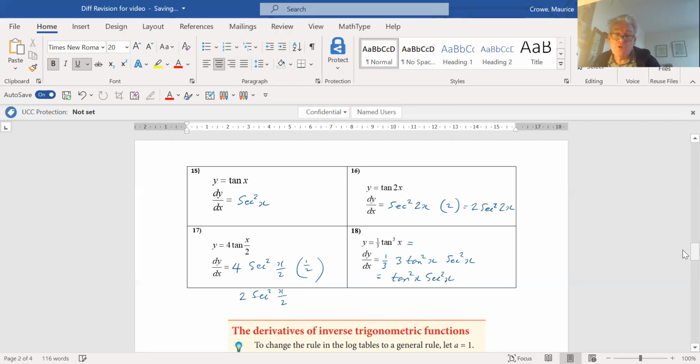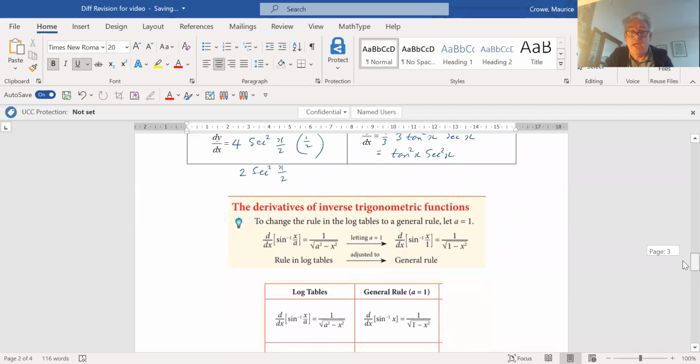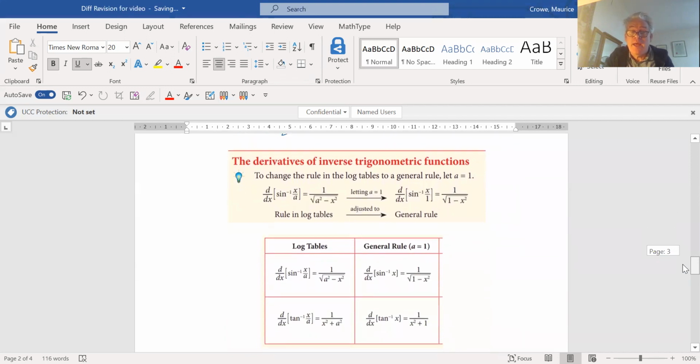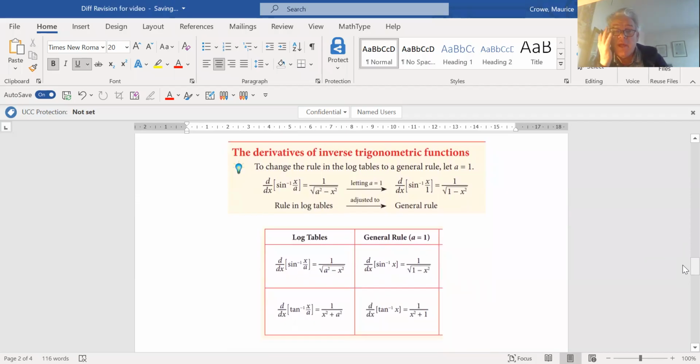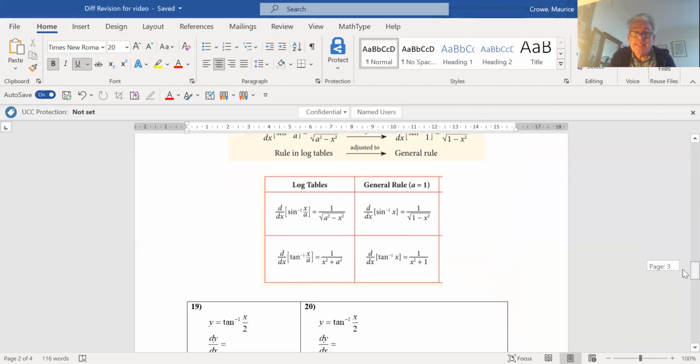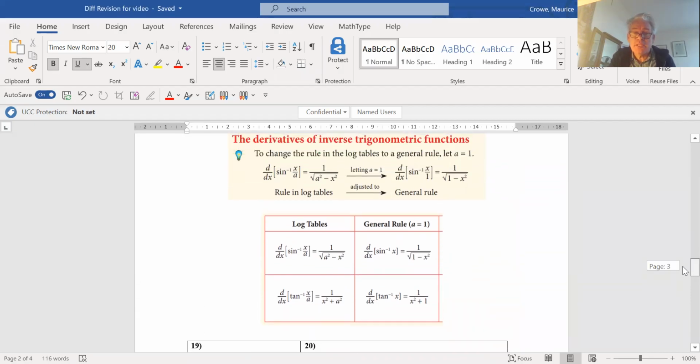I mean, I could have wrote this down as 1/3. And I mean, what is that? It's tan x all to be cubed there, really. And the 3 comes down then and becomes 3 tan x all to be squared. Okay, now this one here now, the derivative of inverse trigonometric functions, that's straight out of the revision book, which you all have. And then you've got the log tables. That's what they give you in the log tables, these two here.